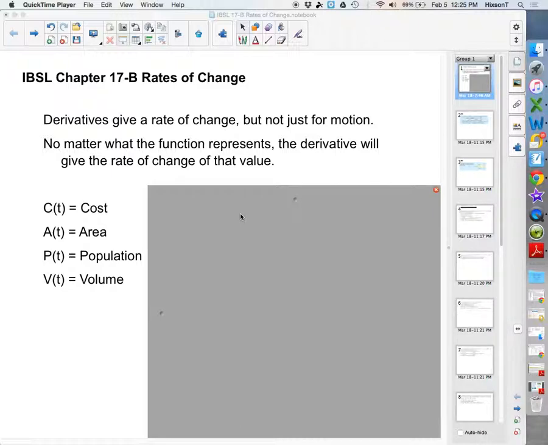A population of a city, you look at a velocity, what you're looking at is the change in population. And then also volume. If you're blowing up a balloon, how quickly is that balloon getting bigger or increasing in volume? That's how you deal with flow rates or things like that.